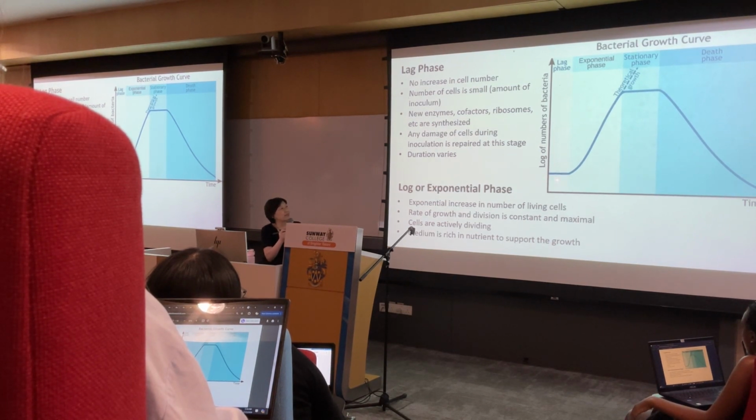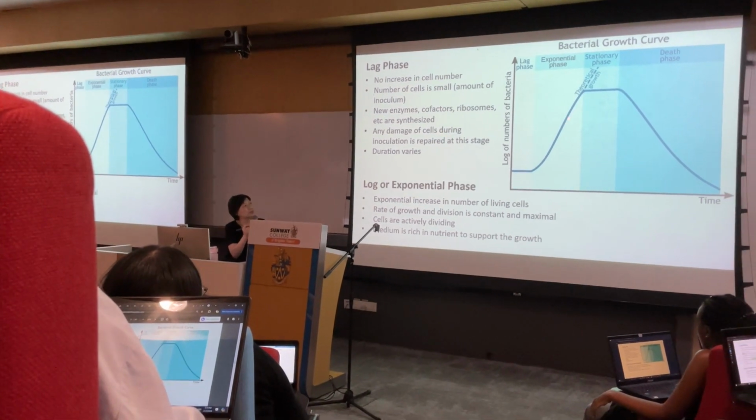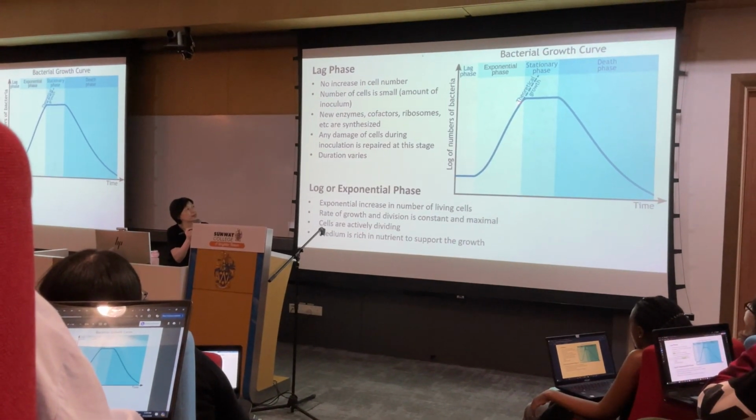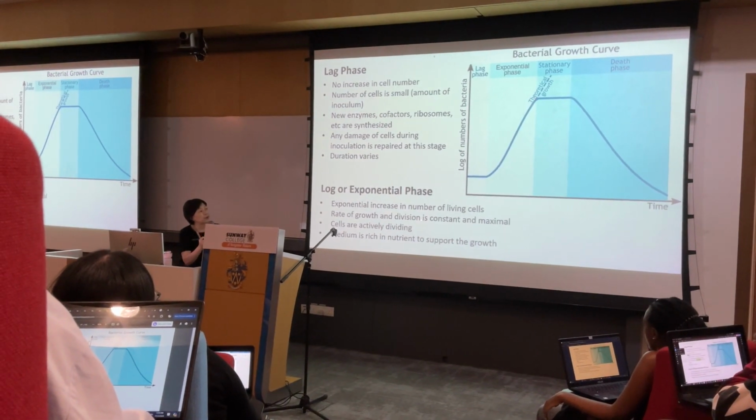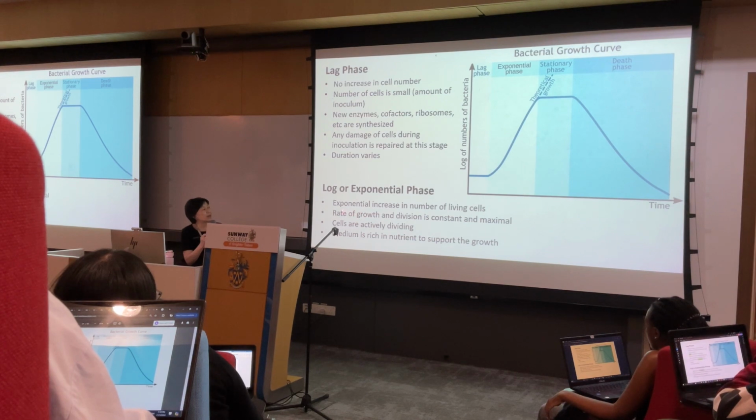Now, after the lag phase, you go to log phase. It's the exponential growth of the bacteria in terms of number. So in terms of the number of the living cells. And here, the growth rate becomes constant, and the cell division also becomes constant because there are plenty of nutrients provided for them to grow.